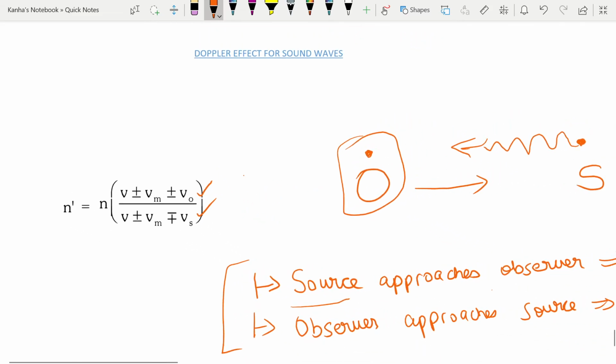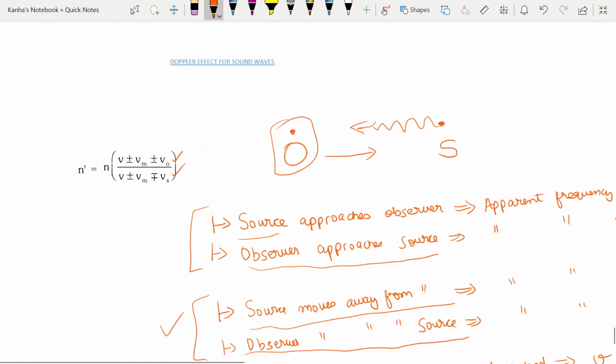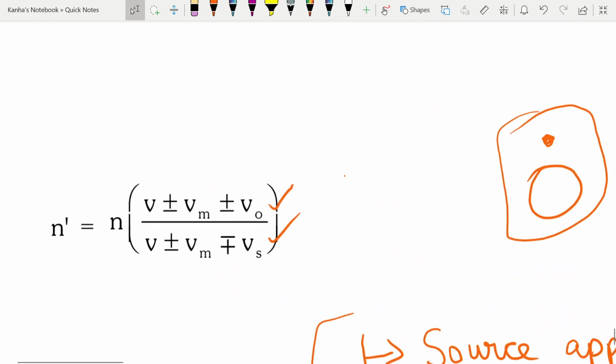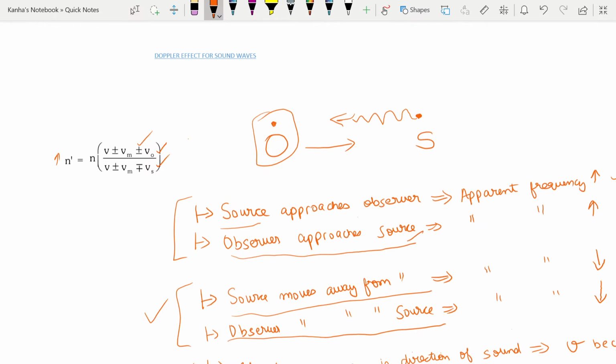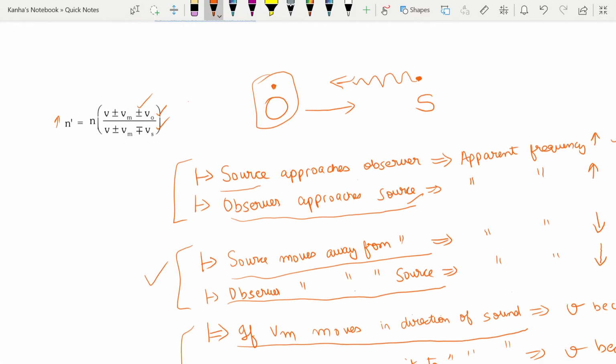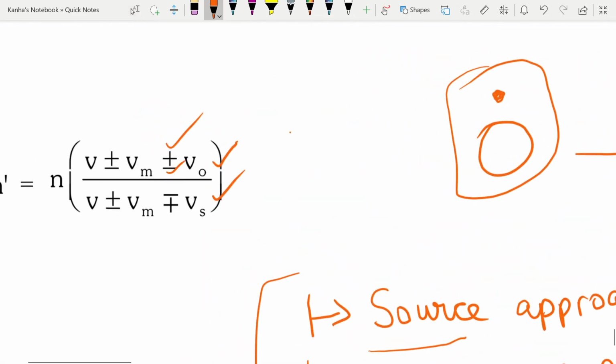As you can see from the observations that I made before, if my observer is approaching the source, in that case my apparent frequency is increasing. So if this has to increase and the observer's VO is in the numerator, then that means this will be a plus sign. So when my observer is approaching the source with some velocity VO, I will take a plus sign. When my observer is going away from the source, as the n prime is decreasing, I will take the negative sign.